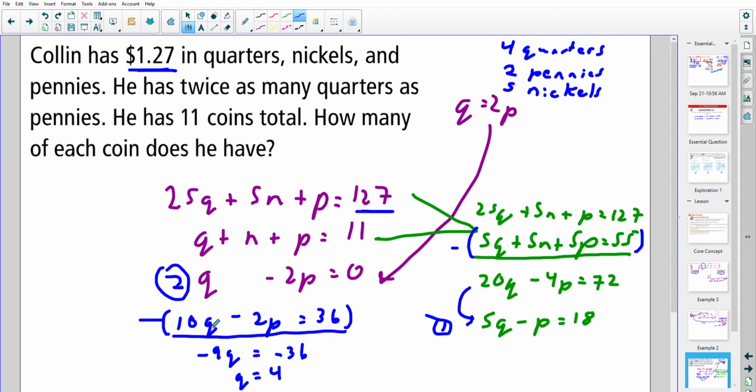When I subtract down, I get negative 9q. Those eliminate, and this is going to be a negative 36, dividing by negative 9, I get q equals 4. Now, if q is 4, I can see p is 2. So 4 quarters, 2 pennies, and then I stick them in the easiest one, which is this one, 5 nickels.